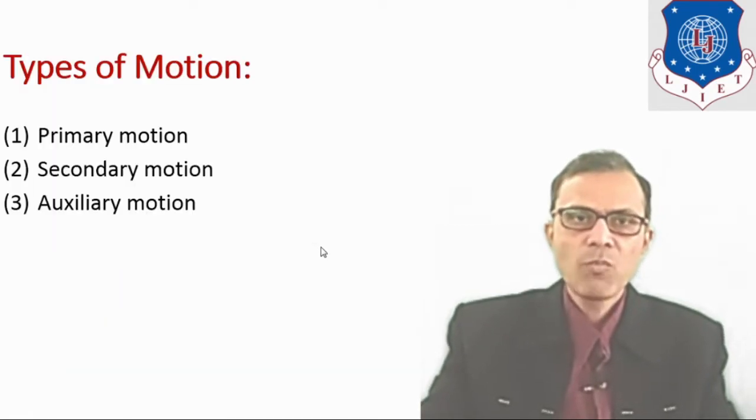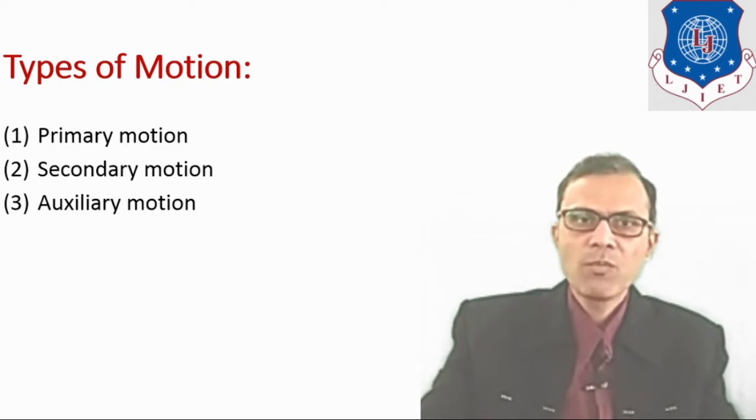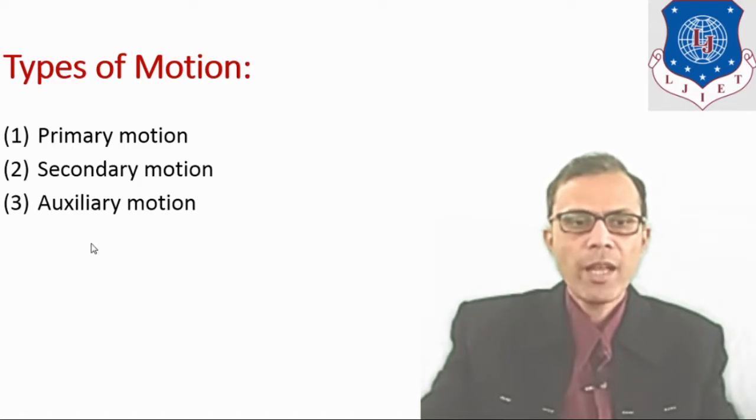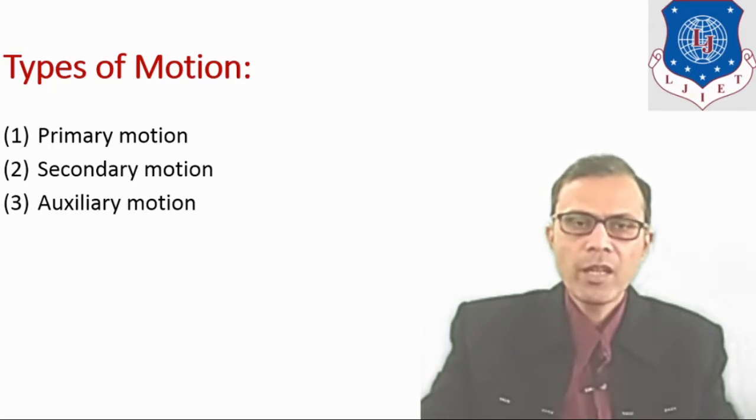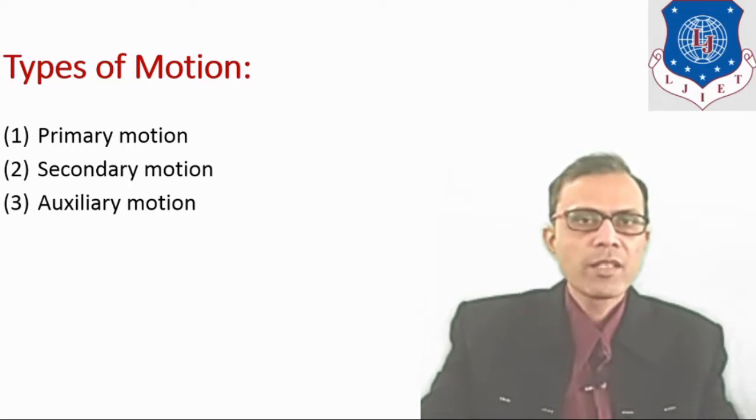Now in case of a machine tool, there are mainly three types of motions involved. That is primary motion, secondary motion, and auxiliary motion. Now, what is primary motion? Primary motion is that kind of motion by which cutting action takes place. For example, in case of a lathe machine, rotation of the workpiece is the primary motion. In case of a drilling machine, rotation of the drill bit is the primary motion. Then secondary motion. The feed motion which is provided to the cutting tool is known as the secondary motion.